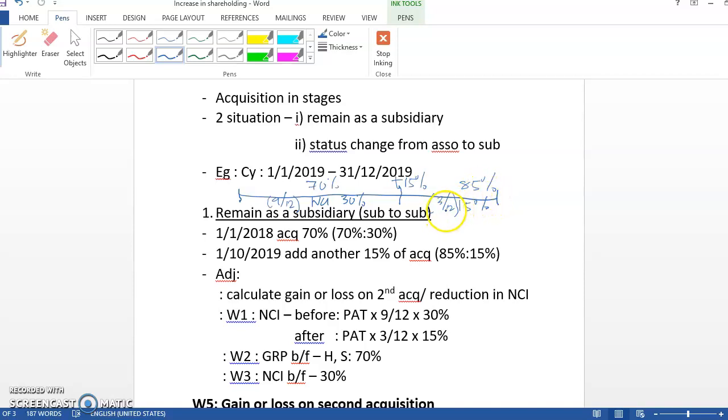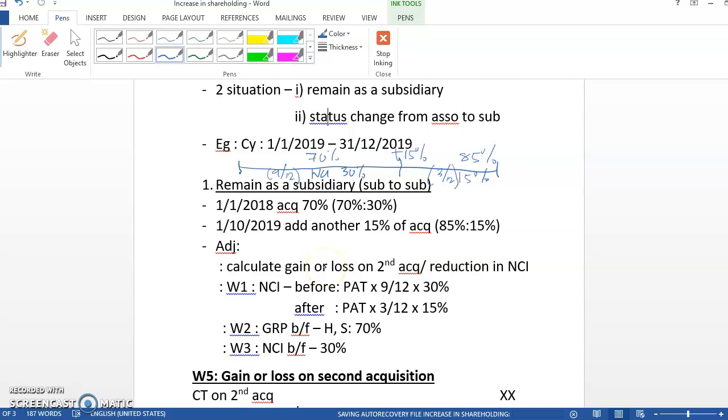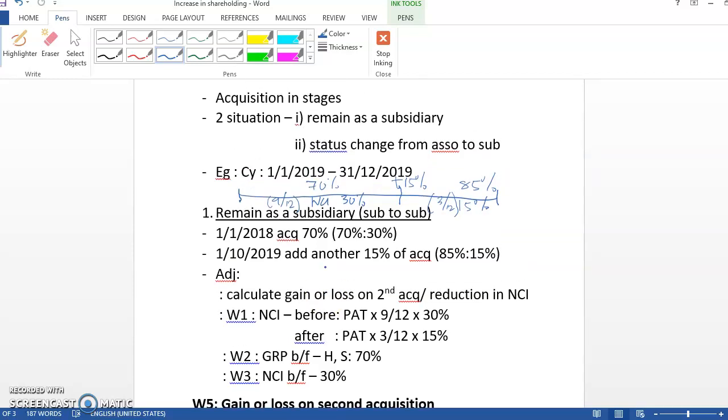Okay, now when we have a piecemeal acquisition, what do we need to do? We have to add another working. That working is called gain or loss on the second acquisition. Okay, before we proceed to gain or loss on the second acquisition, let us look at the normal working.